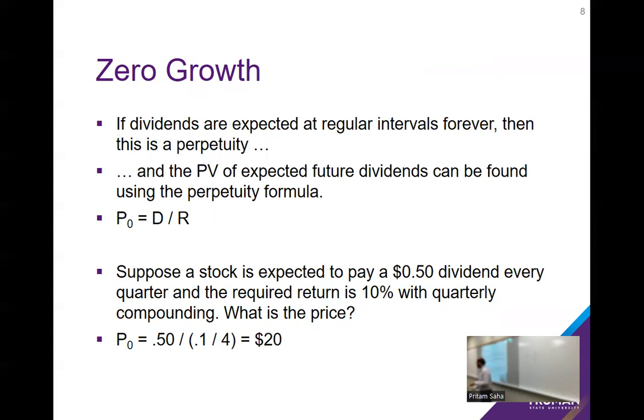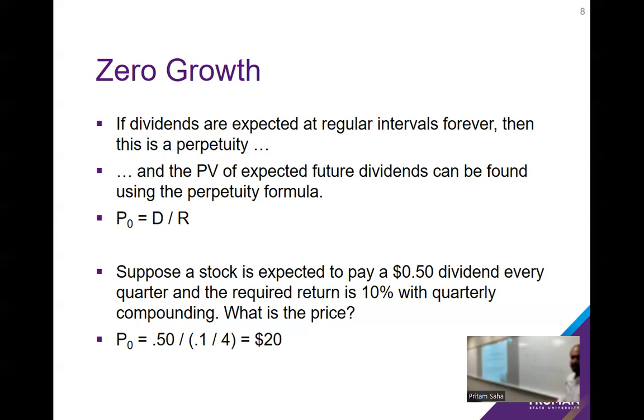Does it look scary? Dividend one divided by discount rate. Now don't get confused. For the zero growth model, for preferred stock, dividend zero is basically dividend one, is basically dividend two, is basically dividend three, is basically dividend four, forever, right?